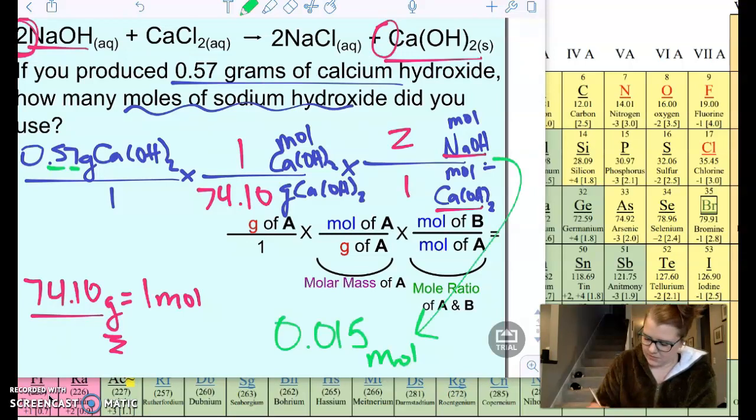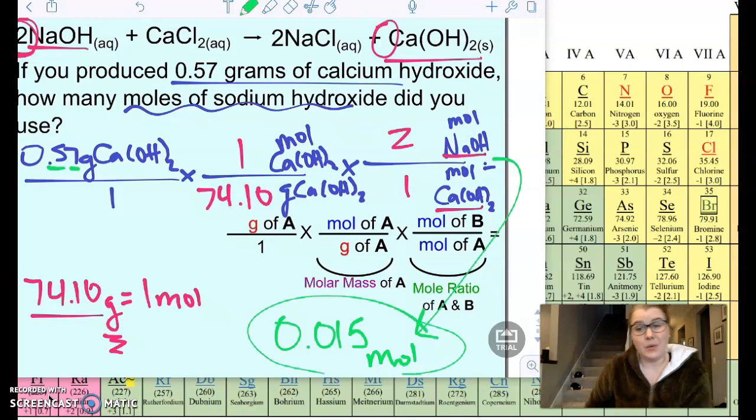0.015 moles is going to be your final answer because you only want 2 sig figs.